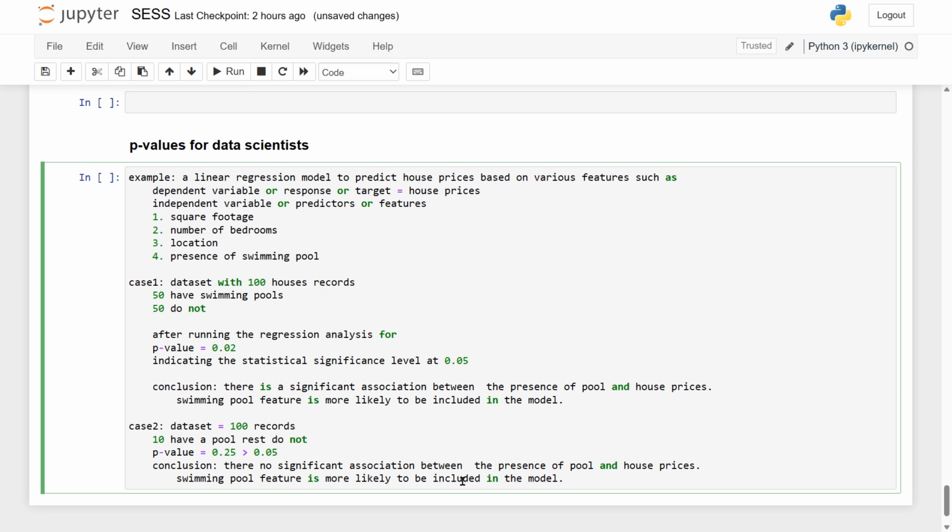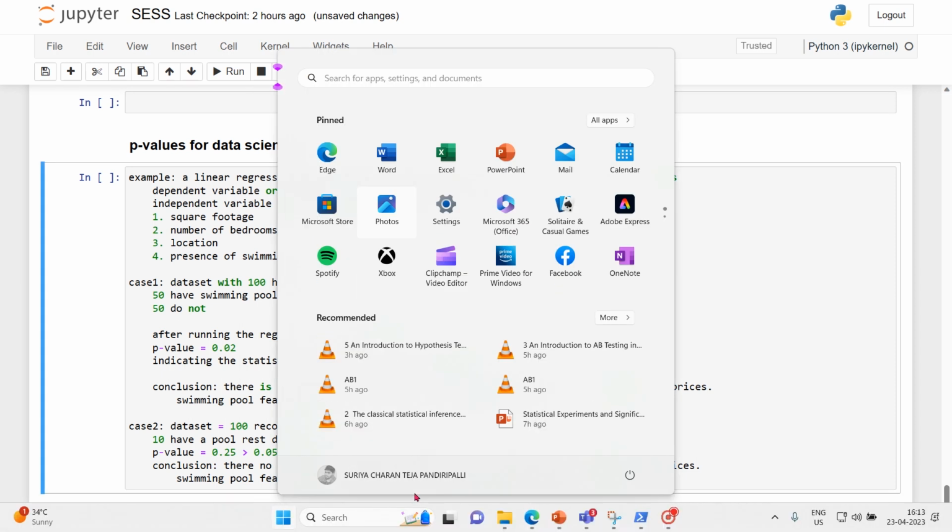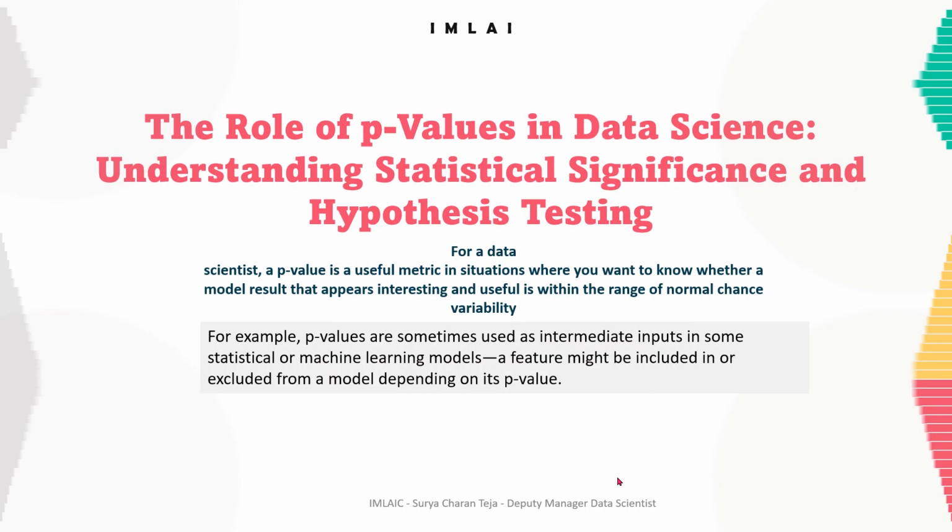The data scientist might decide to exclude the swimming pool feature from the model since it's not providing meaningful insights. So in both cases, the p-values serve as the intermediate input that helps the data scientist make informed decisions about which features to include in the model.